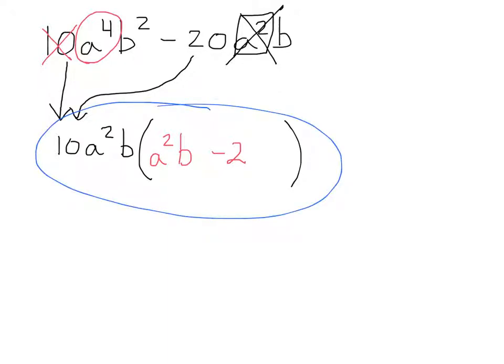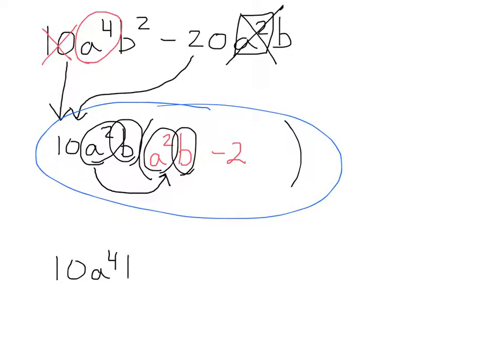Now, how do you check your answer? Redistribute and see if you get what you started with. So 10a squared b times a squared b is going to be 10. What's a squared times a squared? A to the 4th. And what is b times b? B, not b to the 4th. B squared. And then 2 times all this is just going to be minus 20a squared b.